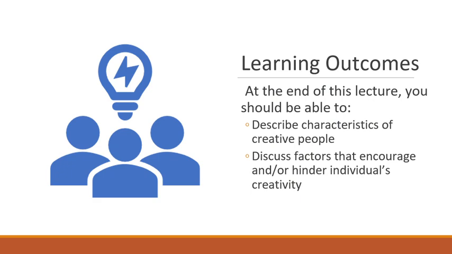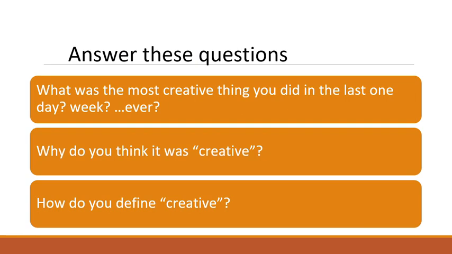The learning outcomes at the end of this lecture: you should be able to describe characteristics of creative people. We are going to see common characteristics of creative people and discuss factors that encourage or hinder individuals' creativity. What are the factors that lead to their creativity? This one you can try to answer on your own.